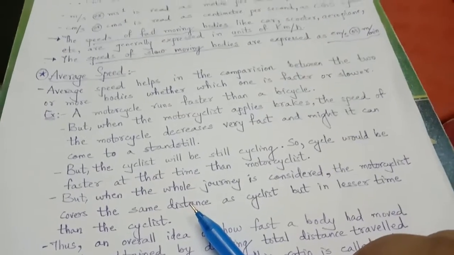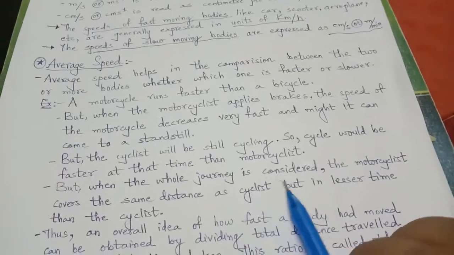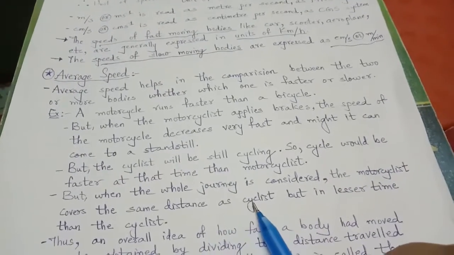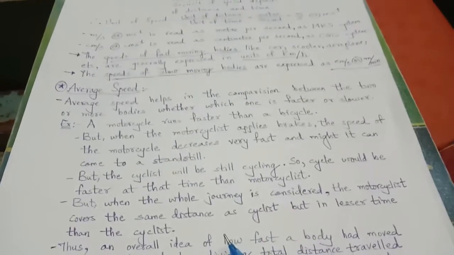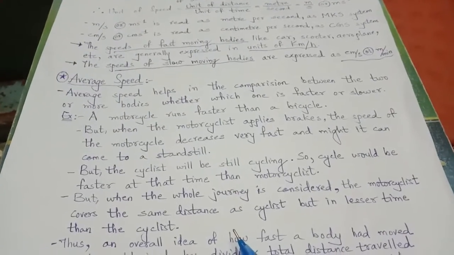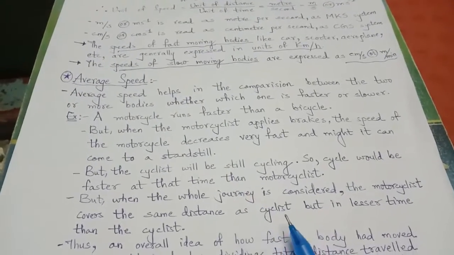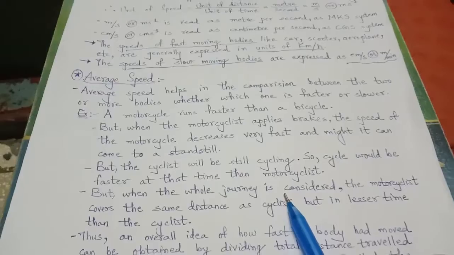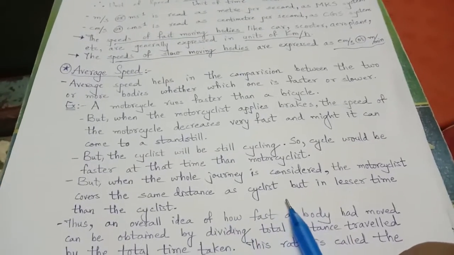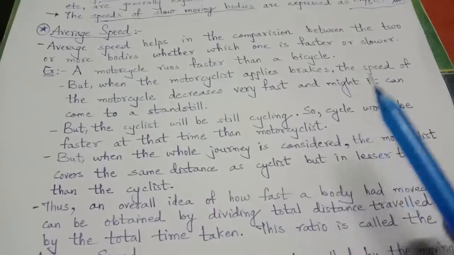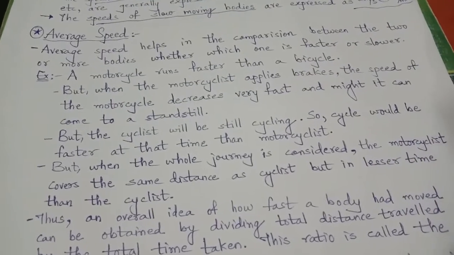the total distance of travel is the whole journey. So at that time, the motorcyclist covers the same distance as the cyclist, but in lesser time than the cyclist. So if we consider the whole distance or whole journey of both, then it will be our observation that the motorcycle will cover the same distance that the cycle has covered, but it will cover it in lesser time than the cycle.